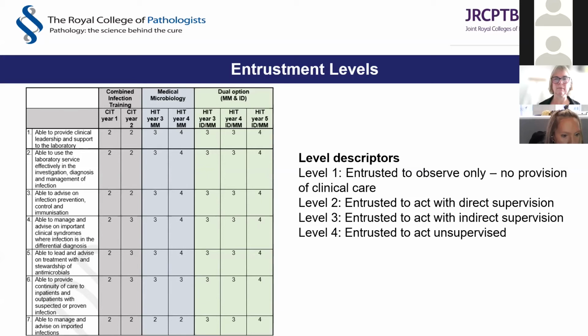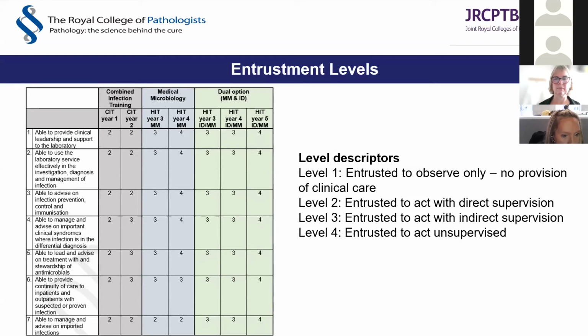This grid that we've shown you here shows the first 2 years of combined infection training, and those 2 years are the same, whichever infection curriculum you're pursuing. The next two show a trainee who is training in medical microbiology alone, and so the entrustment levels on here are what you would expect to achieve in years 3 and 4.